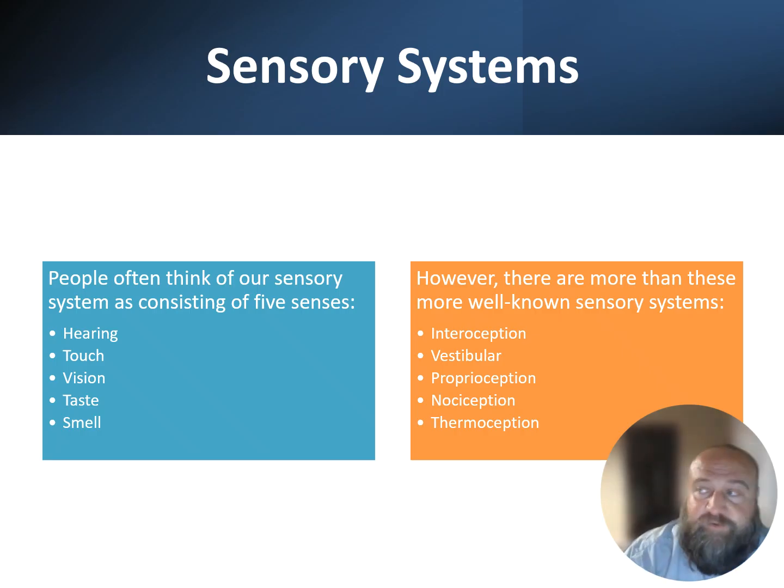Nociception refers to pain, and in this sense, it's more like outside physical pain. Like if I touch a hot pan, it's going to burn the outside of my skin. That's my nociception. And then the final one on here is thermoception. Thermoception is your ability to sense temperature differences.